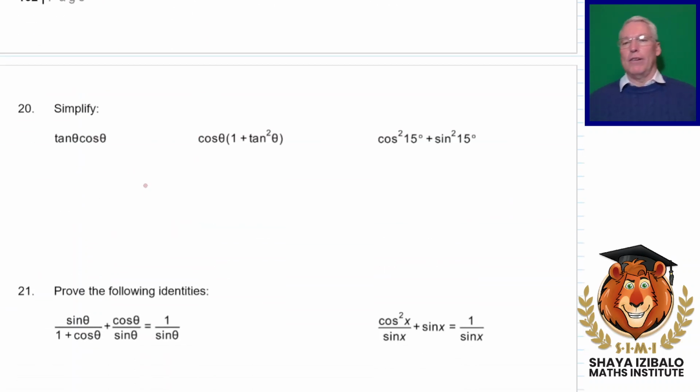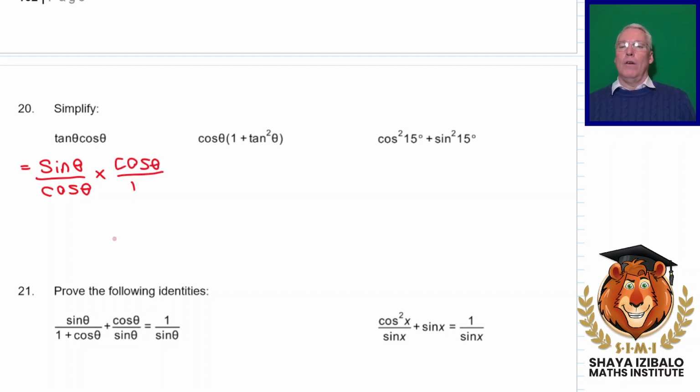First up, we're just going to simplify a few things. What do we know about tan? Well, we know that tan is sine theta over cos theta. So now we've got sine theta over cos theta, that's tan theta, and we're going to multiply by cos theta. Cos theta as a fraction is just cos theta over 1. The cos thetas can divide out, and we're left with sine theta.